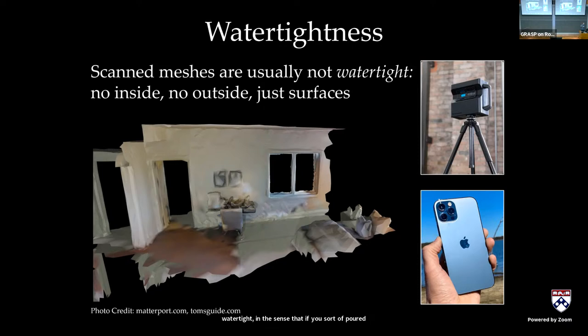And meshes that you get from a conventional scanner tend not to be watertight. They're just kind of surfaces floating in 3D. Here is a bedroom from a Matterport scanner on the top right. And you say, hey, David, come on. I know the bed, there's the outside of the bed, the inside of the bed. But that's because you know it and you're a human. Geometrically, it's not well-defined what's an inside and what's an outside.